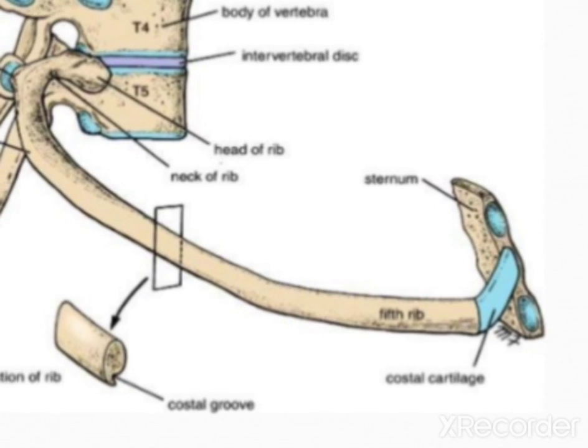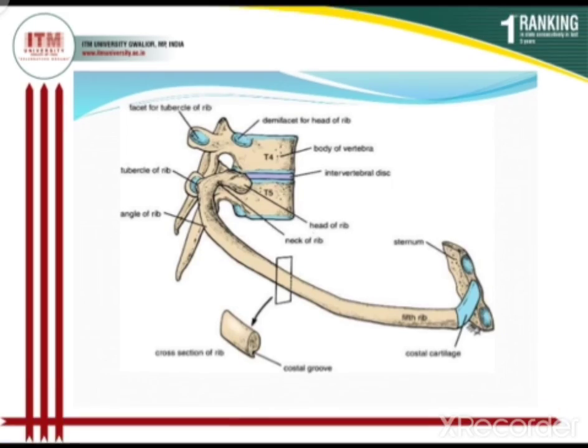Costal cartilages are attached to the body of the sternum. This is the costal cartilage, and this is the body of the sternum. This is the angle of the rib, and the tubercle of the rib attaches to the transverse processes. Then there is the neck of the rib here, and the head of the rib, which attaches to the upper and lower vertebrae, like T4 and T5, because this is a fifth rib. So the lower is T5, the fifth thoracic vertebra, and the upper is the fourth thoracic vertebra.